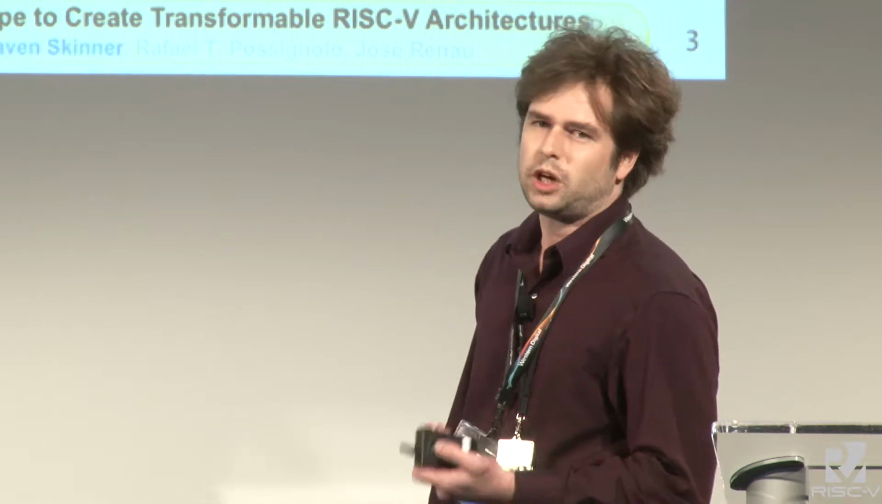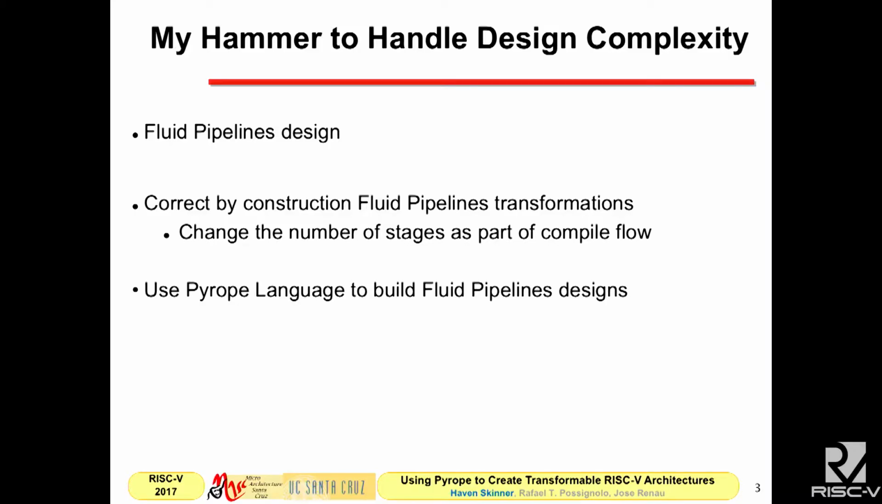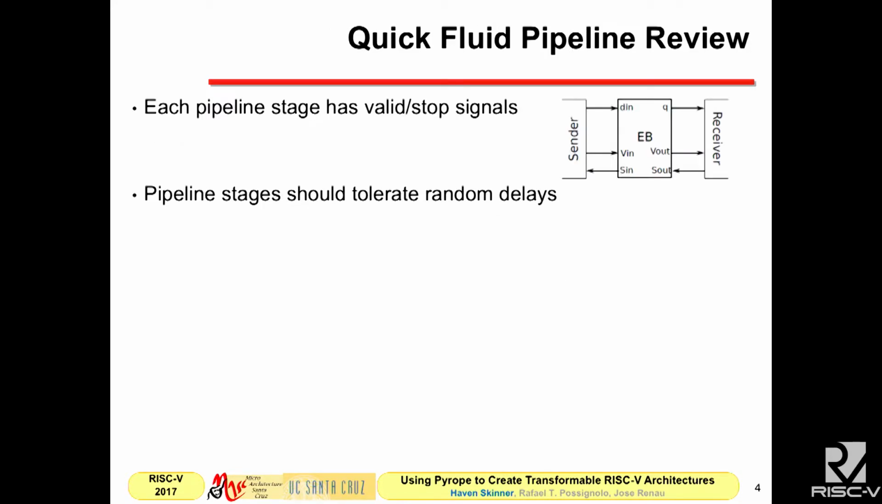So the hammer that we use to help with this is fluid pipelines. These are a type of latency insensitive system. Prior work has shown that you can transform fluid pipelines by adding and removing registers, which changes the timing aspects of the system without changing functionality. And as part of the Pyrope compiler, or any type of fluid pipeline system, you can apply these transformations as part of the compilation flow without having to touch the code base, pragmas, macros, et cetera. So I'll talk more about how that works.